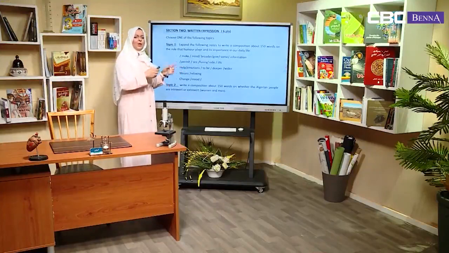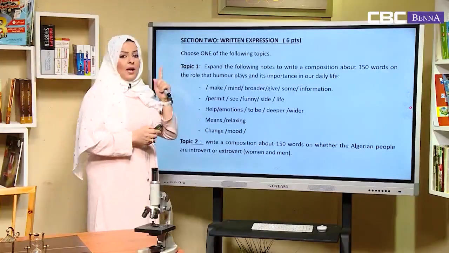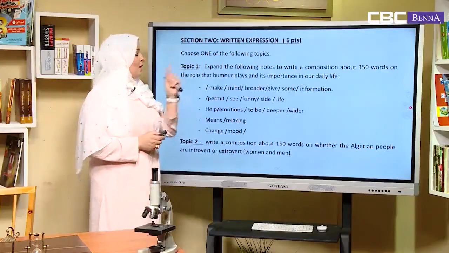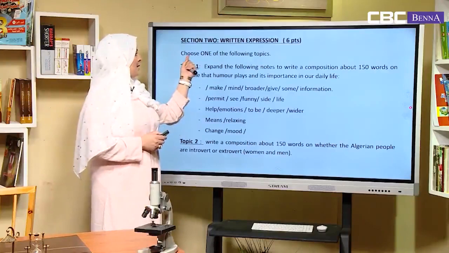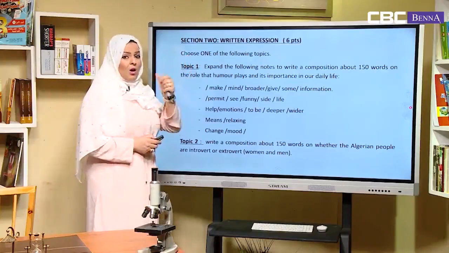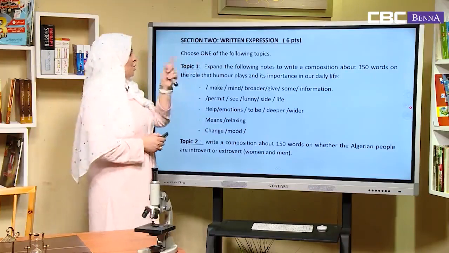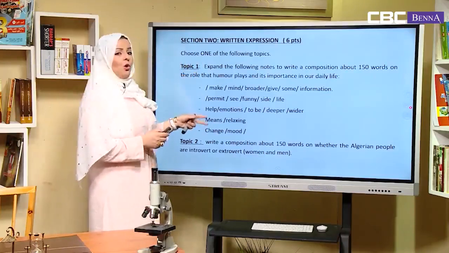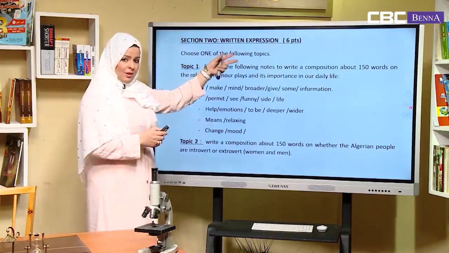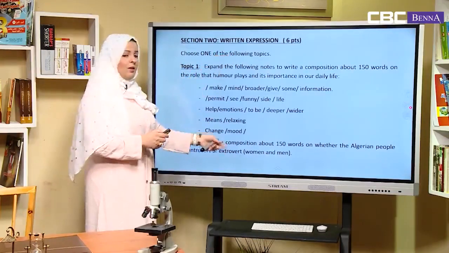Let's move to the second part, which is written expression. And do not forget, always you are going to find this sentence, which is "choose one of the following topics". It means you have two, you are going to choose one. Generally, you have the first, which is always guided and related to the subject that we have. What about the second? It is different.